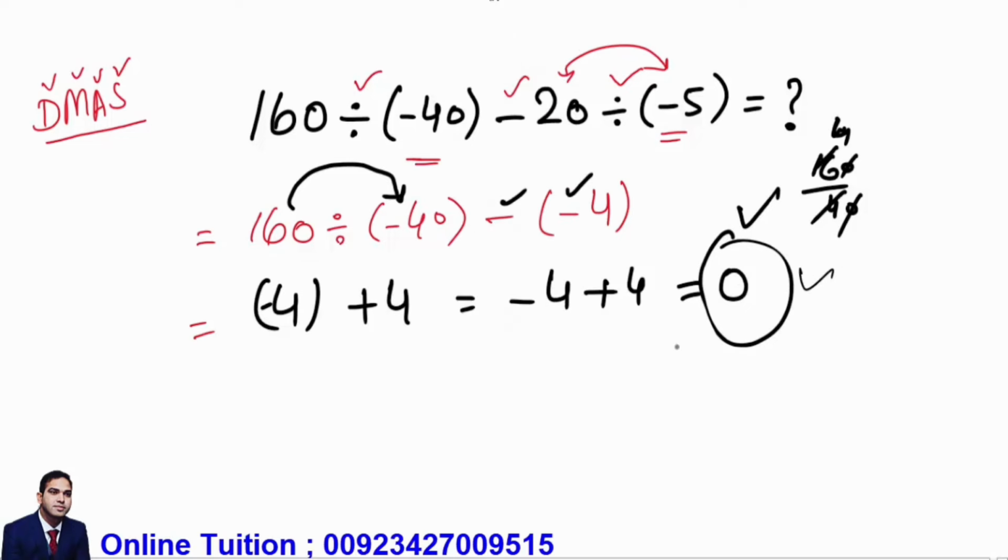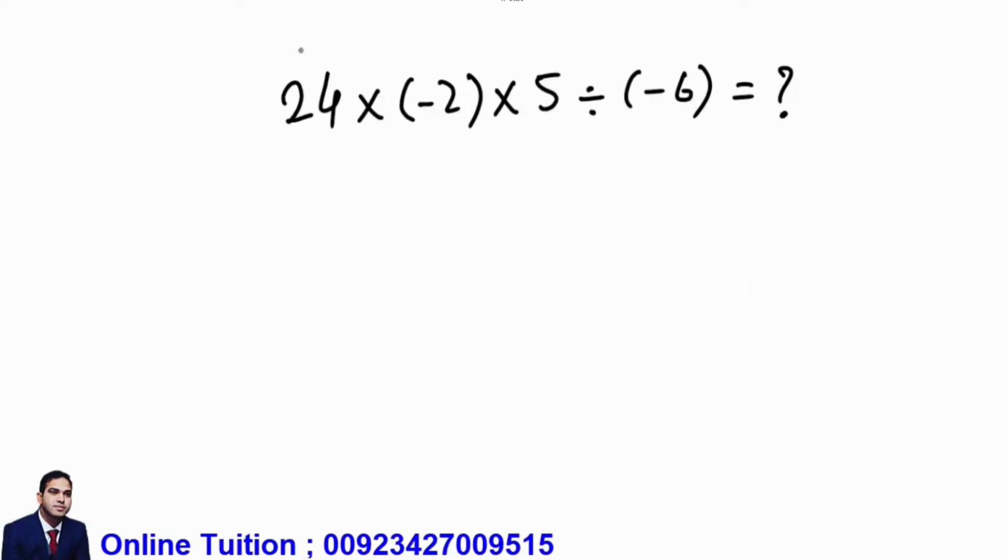0 is the answer. If you get 0 after solving, then your answer is exactly correct. The question is 24 multiply by negative 2 multiply by 5 divided by negative 6. So what is the answer? If you can solve this question, then pause the video, solve the question and keep your answer. So starting first, 24 multiply with negative 2 multiply with 5 divided by negative 6.